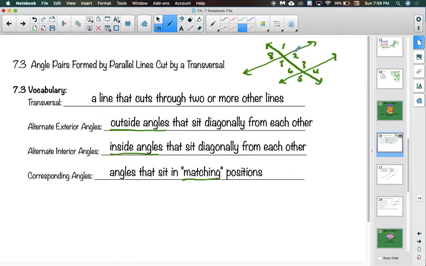Angle 2 is on the right. Angle 4 is also on the right, so they would be corresponding angles. Angle 7 is on the bottom. Angle 5 is also on the bottom, so they would be corresponding angles. Angle 8 is on the left. Angle 6 is also on the left, so they would be corresponding angles. Okay, so corresponding just means matching.